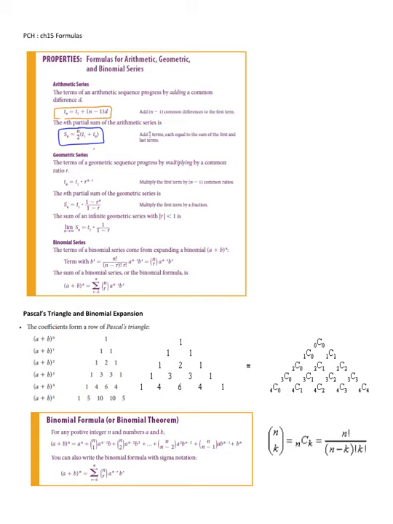Then you also have your geometric sequence and your geometric series, as well as the infinite series. Again, remember that r has to be less than 1. I guess they have it right there. What we're going to look at today are binomial series.